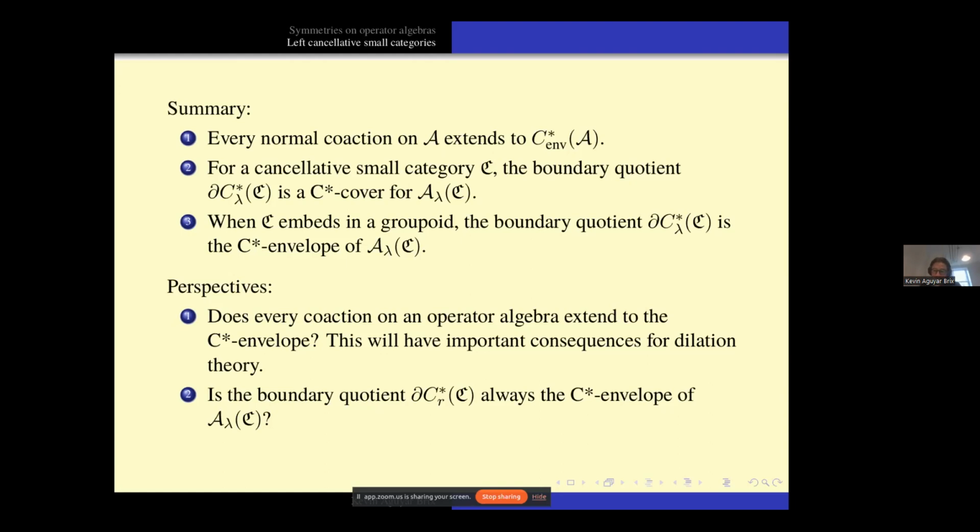Do you have anything to say for when the group is a topological group? No. Short answer is no. Our categories are always discrete. So do you mean when the monoid is embedded in a topological group? Yeah, for instance. I can only say I don't know, but that's definitely one of the perspectives I could have put here. What happens in the topological setting? Yes. Thanks.